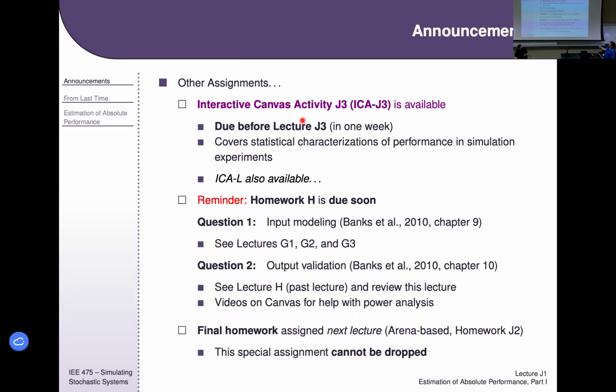Other assignments, we've got these ICAs, a few left here. So I think 2 normal ICAs before the final exam review ICA. Then homework H, it'll be due soon. I think you now have all the info you need for homework H. And then the last homework will be homework J2.